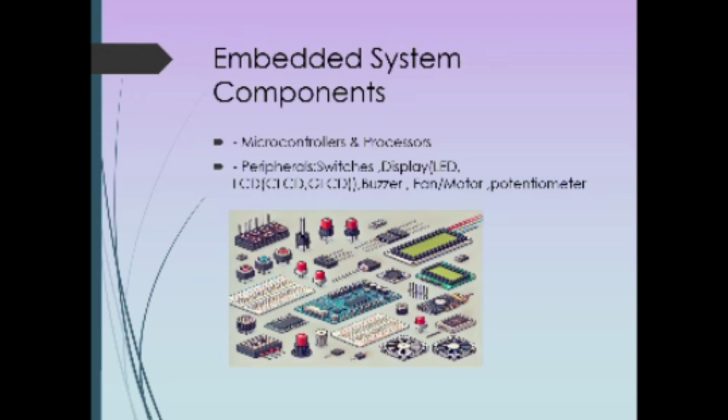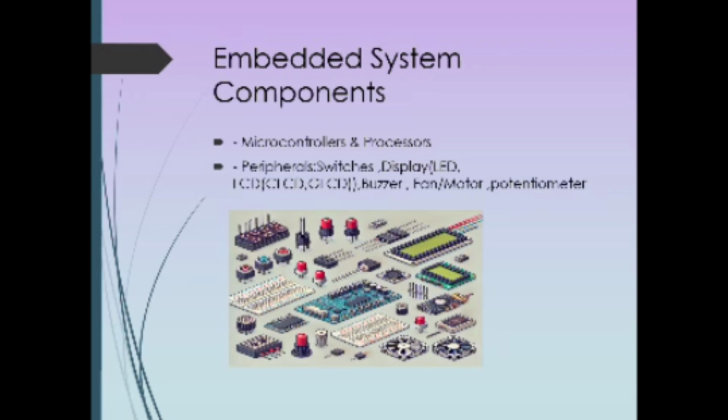Buzzers. Buzzers are used for making alarms or for any alert situation. Fans. Fans are used as a peripheral for the purpose of cooling down any element which carries heat or which is sensitive to thermal energy. Potentiometers are variable resistors which we use to vary the voltages.